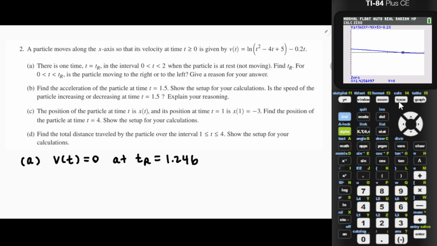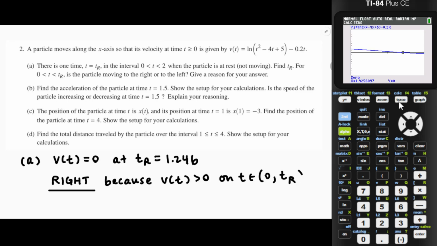So I've got a response. I found tr. Then it asks when t is between 0 and tr, is the particle moving to the right or to the left? I'm going to say to the right, and really emphasize that answer of right, because v of t is greater than 0 on that time interval. That's my reason. Positive velocity on the x-axis, that means moving to the right.